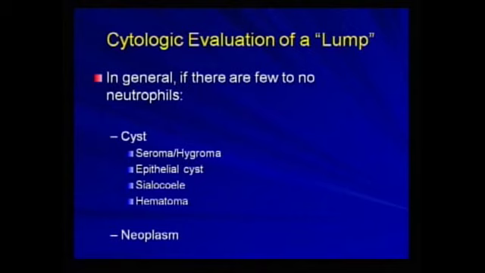Okay, let's look at some of the non-inflammatory lesions that you may be called on to look at cytologically. If there are few or no neutrophils, we're looking at some form of cyst, which would include a seroma, epithelial or follicular cysts. If they are previously ruptured, not by the needle, you may see neutrophils and macrophages, because that keratin liberation into the dermis will cause a pretty profound inflammatory response.